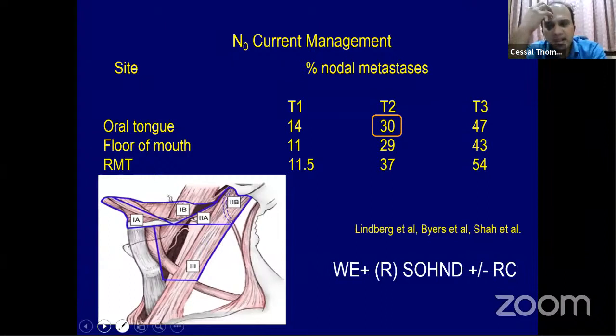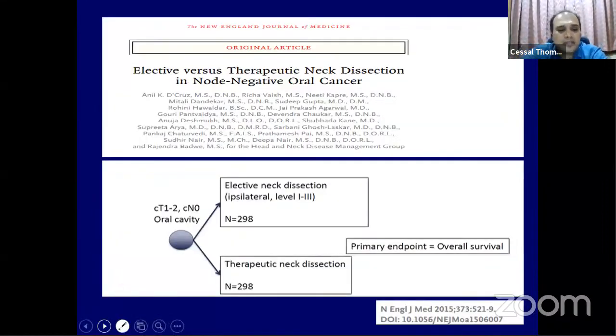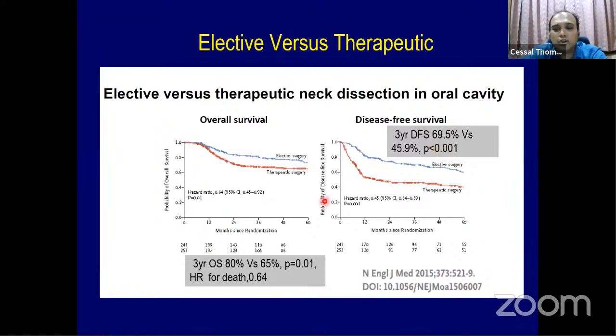Moreover, there is a randomized trial from Tata Memorial Hospital comparing elective neck dissection with therapeutic neck dissection in patients with early oral cancer. It was found that patients who received an elective neck dissection had better 3-year disease-free survival and overall survival compared to patients who had a nodal relapse and then underwent neck dissection. The 3-year disease-free survival was 69.5% with elective neck dissection, compared to 45.9% with therapeutic neck dissection.